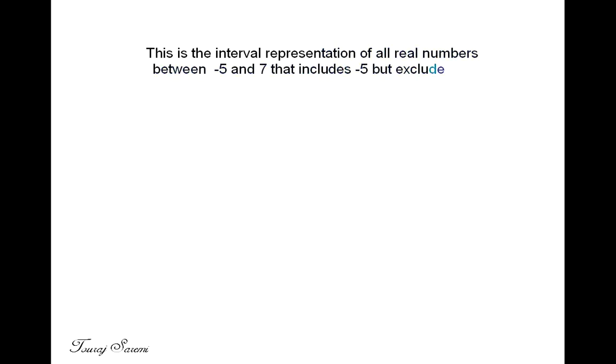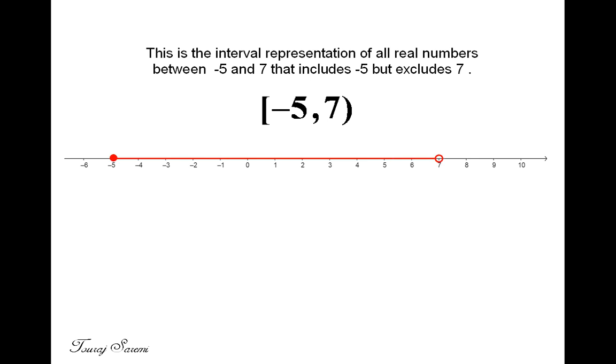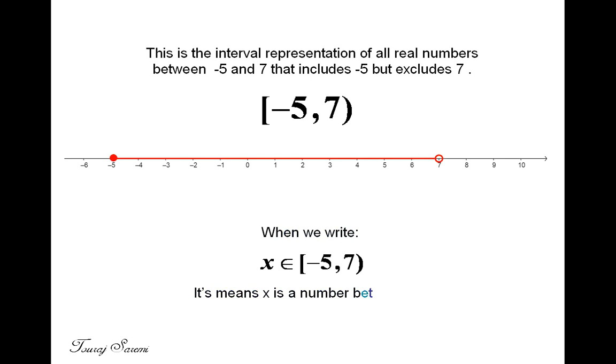This is the interval representation of all real numbers between -5 and 7 that includes -5 but excludes 7. When we write it, it means x is a number between -5 and 7 that includes -5 but excludes 7.